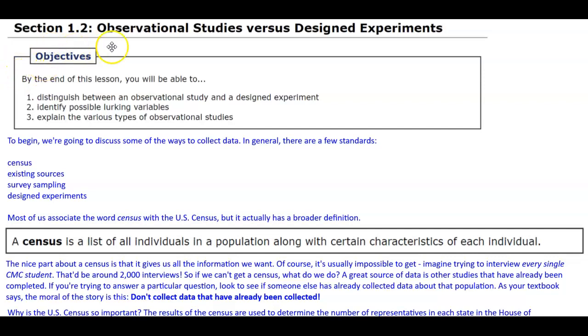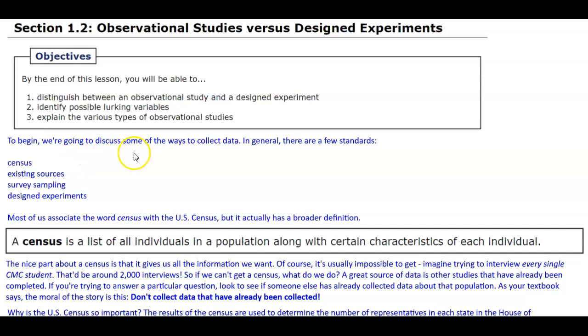Section 1.2, Observational Studies versus Designed Experiments. The objectives in this section: by the end of this lesson, you will be able to distinguish between an observational study and a designed experiment, identify possible lurking variables, and explain the various types of observational studies.